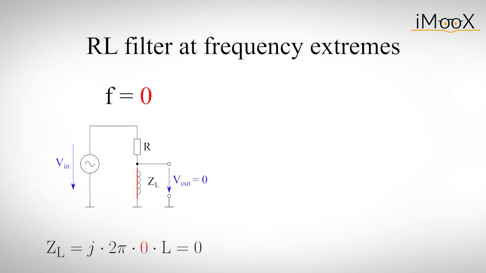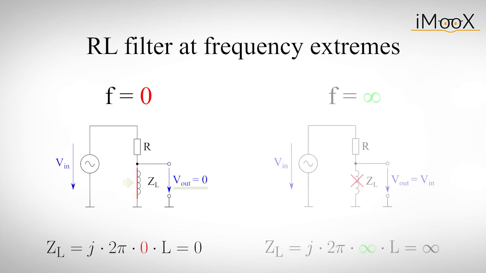For low frequencies, the inductor will behave just like the wire it is, and will short the output to ground. With higher frequencies, the inductor will gain impedance and the output voltage will rise. For very high frequencies, the inductor will behave like an open circuit. Since no current can flow, the output voltage will be equal to the input voltage.